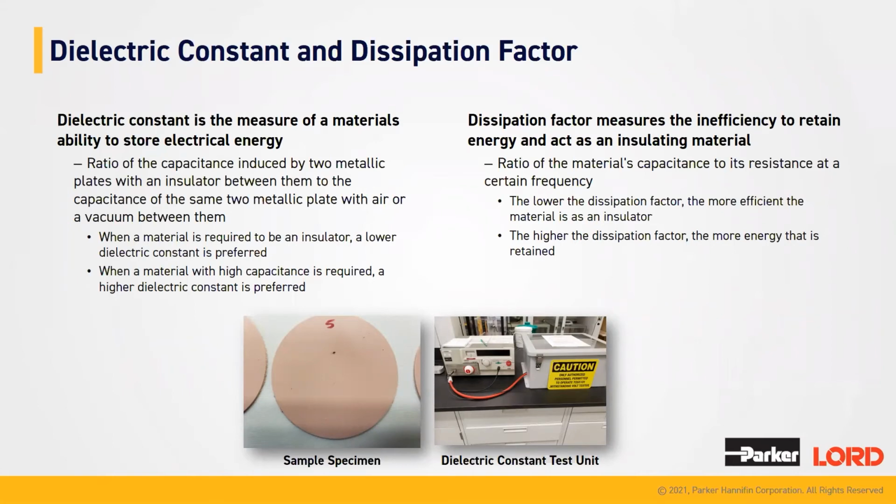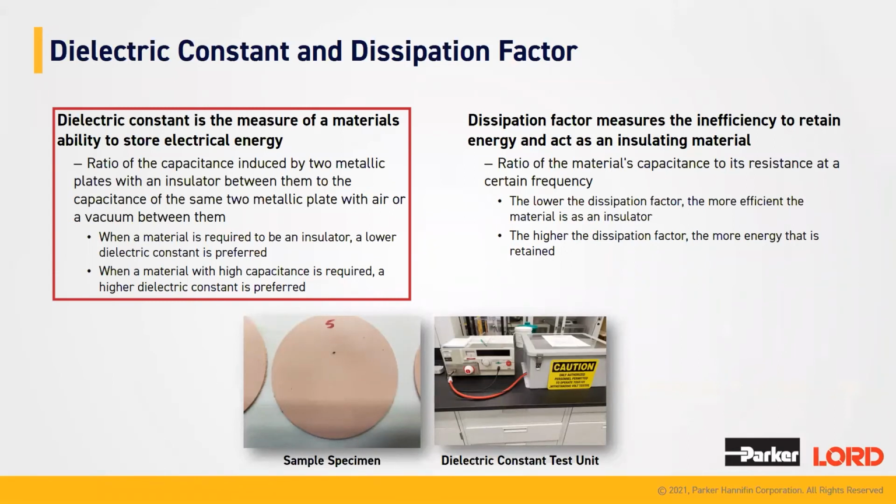First, we'll talk about the dielectric constant. So it is a measurement of a material's ability to store electrical energy. So it's a ratio of the capacitance induced by two metallic plates with an insulator between them. When a material is required to be an insulator, a lower dielectric constant is ideal and really recommended. And when a material with a high capacitance is needed, a higher dielectric constant is preferred.